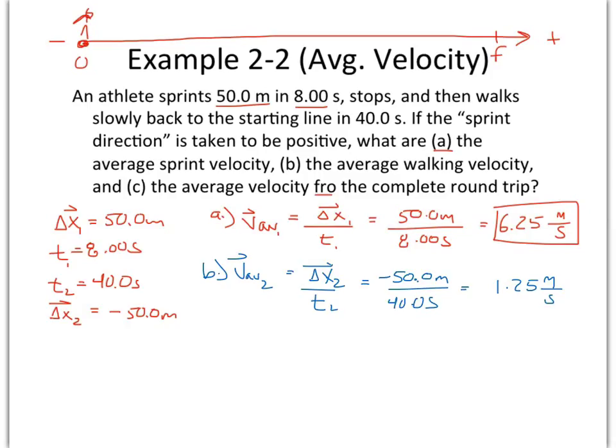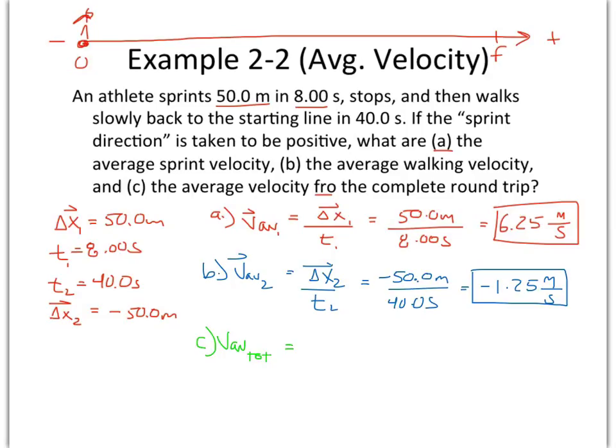Not right. What did I miss? I missed the fact that there is a negative sign. And so he's walking slower and he's walking in the negative direction, which means he has a negative velocity. So the speed is less, but the velocity is actually negative because he's walking in the negative direction right there. So, part C, what is the average velocity for the total trip? That's TOT right there. What is it?